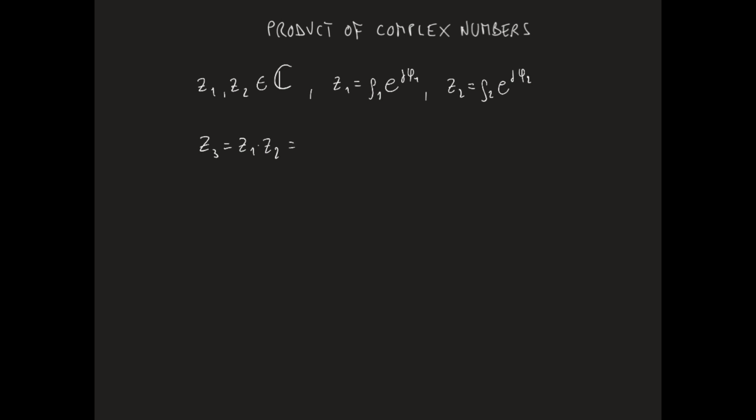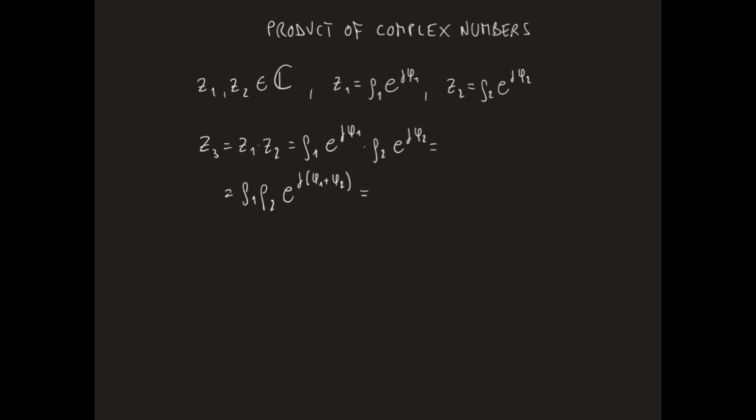given by rho 1 times e to the j phi 1 times rho 2 times the exponential of j the phase phi 2. This is equal to rho 1 times rho 2 times the exponential of j phi 1 plus phi 2.